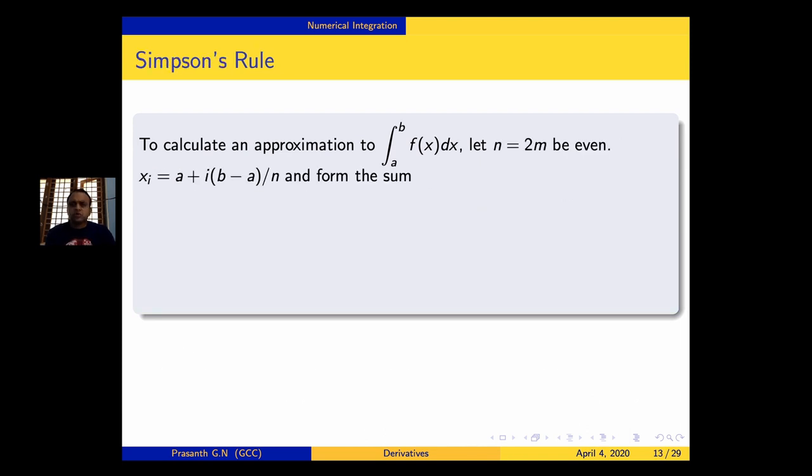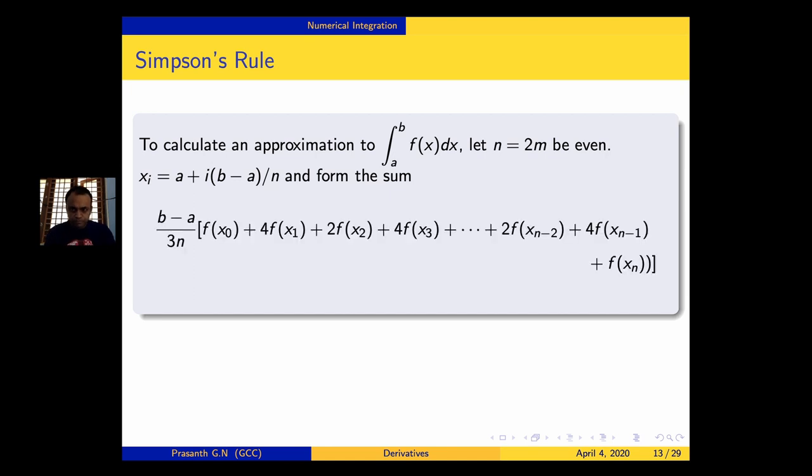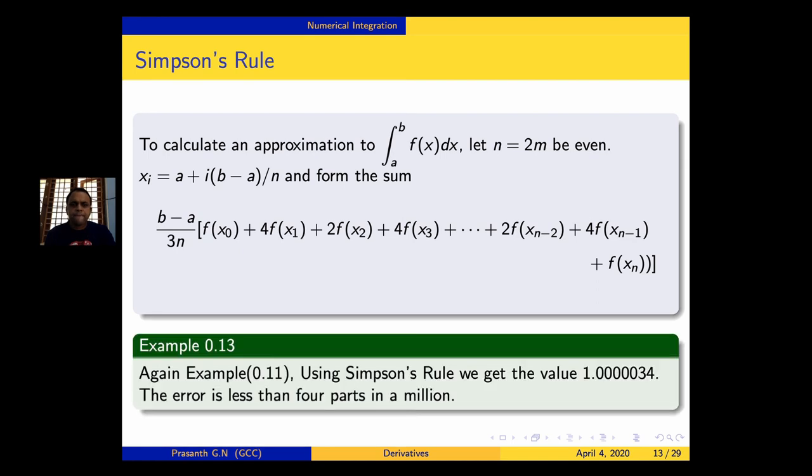This is now Simpson's rule. Again, it is a bit better. To calculate an approximation for the integral a to b f of x dx, what we will do here is divide the interval into an even number of subintervals. And this is the formula: b minus a by 3n, f of x0 plus 4 into f of x1 plus 2 into f of x2 plus etc. Finally, plus f of xn.